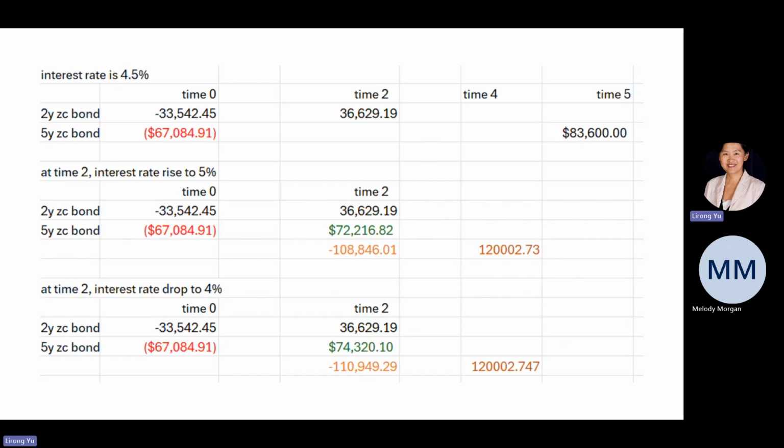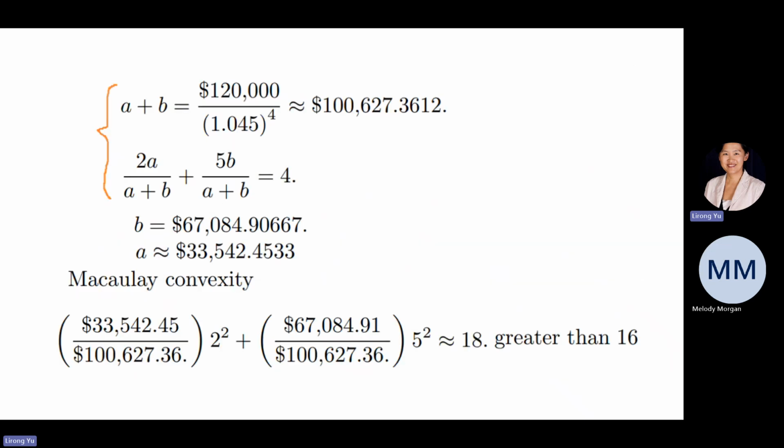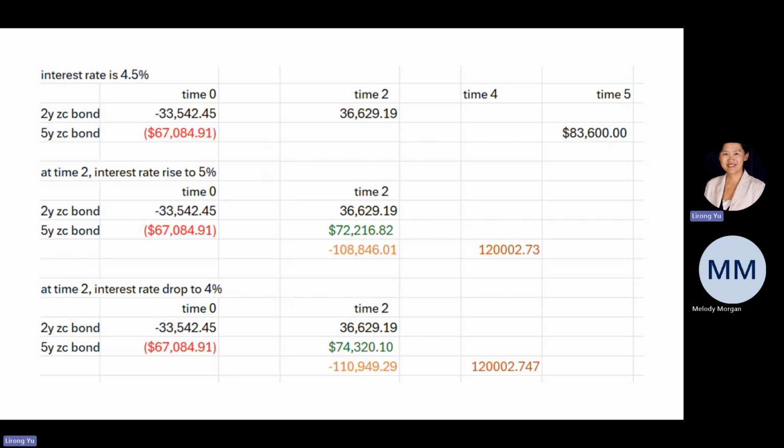All right, so this tries to explain what will happen if the interest rate changes. The original interest rate was 4.5%. That would be the top one. You have a 2-year zero coupon bond and a 5-year zero coupon bond. That was the original interest rate of 4.5. Now at time 2, because we have a 2-year zero coupon bond maturing at time 2, we want to make sure that when it matures, the money is reinvested. So it's time for reinvestment at time 2.